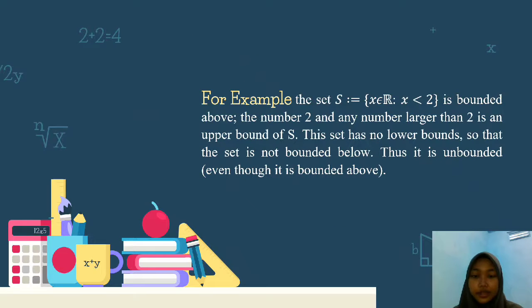For example, the set S defined by x element of R such that x is less than 2 is bounded above. The number 2 and any number larger than 2 is an upper bound of S. This set has no lower bounds, so that the set is not bounded below. Thus, it is unbounded, even though it is bounded above.